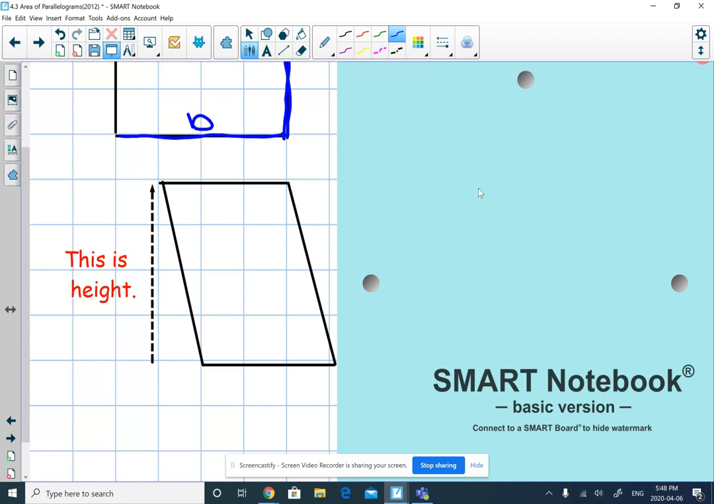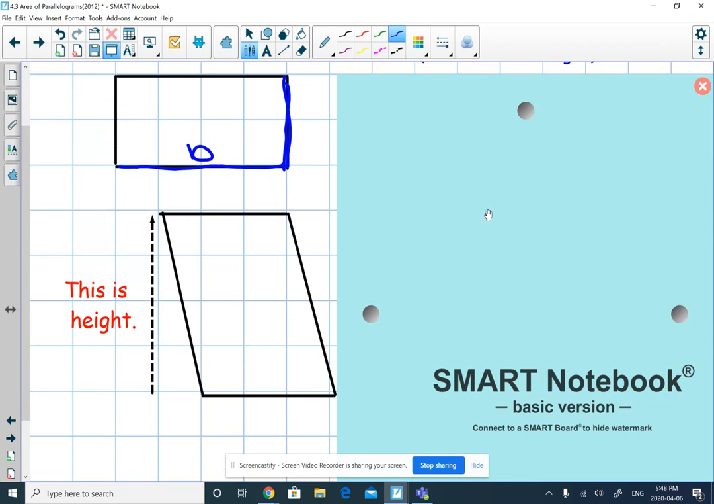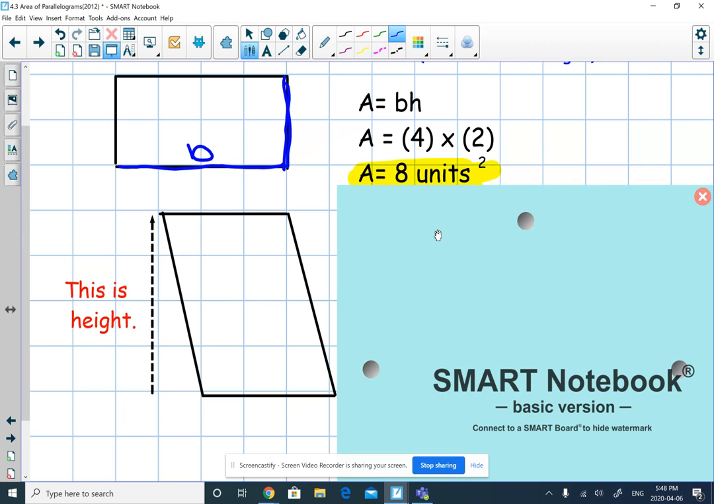Now notice how I said distance from top to bottom straight down. So if you notice in this parallelogram right here, what you'll see is I drew an arrow straight up and down. So this is actually what you're going to use for height, not the angle of these two lines. Okay, so area equals base times height.